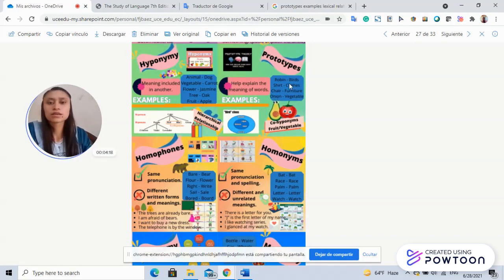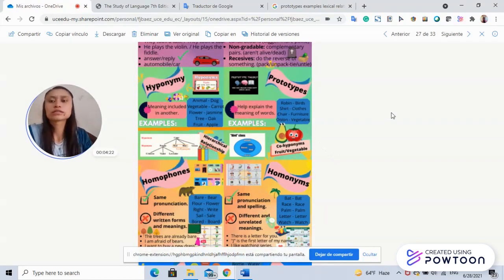We can say that prototypes depend on the experience of each person. For example, I can say that in birds, the first word that comes to my mind is parrot, but another person can say that it's robin, or maybe a flamingo, and others. In this case, we can say that avocado and tomato are co-hyponyms of fruit or vegetable. It depends on context.